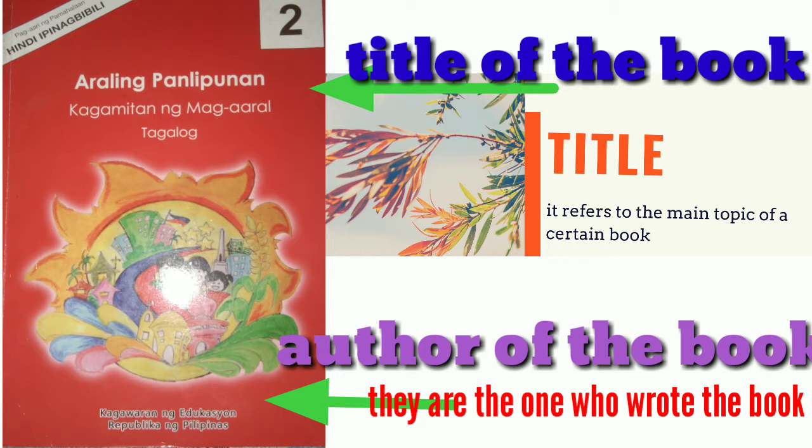This is a book in Araling Panlipunan. This is my example. This is a DepEd book in Araling Panlipunan for grade 2. We can see here the author of the book. They are the one who wrote the book. Sila ang nagsulat ng libro. There is also a title of the book, ang pamagat ng aklat, tungkol saan ang aklat. It refers to the main topic of a certain book, kung ano yung mga topic o pinag-uusapan sa aklat na iyon. Always remember, books have different titles according to each purpose.